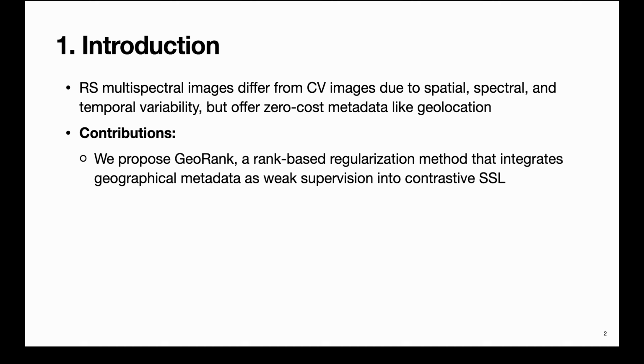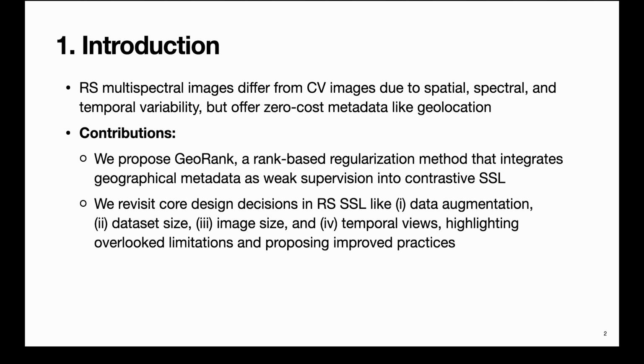In this work, we make two main contributions. First, we introduce GeoRank, a rank-based geographical regularization that integrates geolocation as a weak supervision into contrastive self-supervised learning, explicitly accounting for Earth's spherical structure. Second, we systematically revisit core design choices in SSL for remote sensing. We revisit data augmentation, dataset size, image size, and temporal views, and show that several common assumptions from computer vision do not hold in remote sensing.